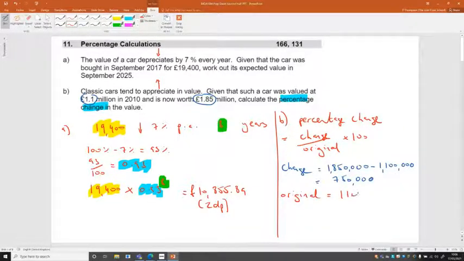Remember, we won't put it in words, we'll put it as a figure. Okay, so I've got everything I need now. Put them in the formula. All right, so the change is 750,000. But don't put the commas in the calculator, okay? The original is 1.1 million.